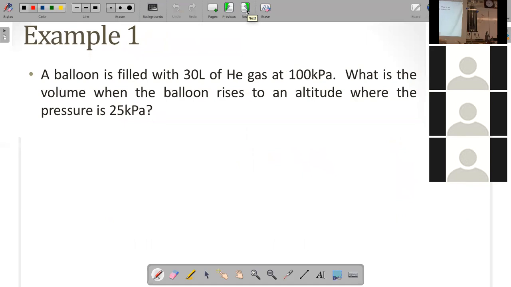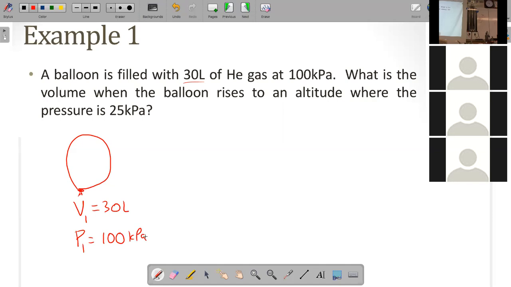All right, so here's an example of something you can do. You've got a balloon and it's got some gas, at some kind of pressure. With this description of the problem, you need to identify what the units are and what they relate to. So 30 liters, what's 30 liters a unit for? Pressure, volume, or temperature? Volume. So this 30 liters you can call a volume, and we'll call that volume 1, in other words, the volume at the beginning of the problem. 100 kilopascal, what's that a unit for? Pressure.